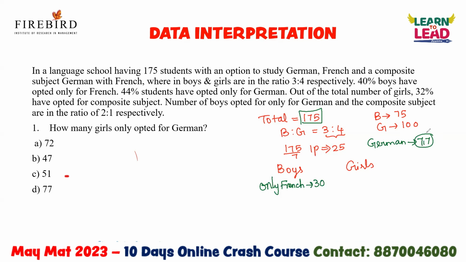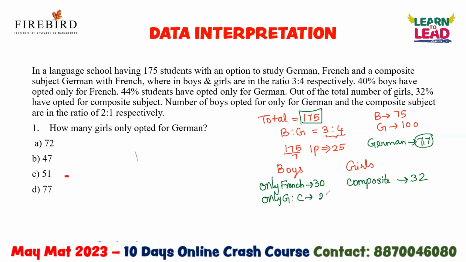Now, out of the total number of girls, 32% have opted for the composite subject. So under the composite subject, in total we have 100 girls. 32% of 100 is nothing but 32. The number of boys who opted only for German and the composite subject.